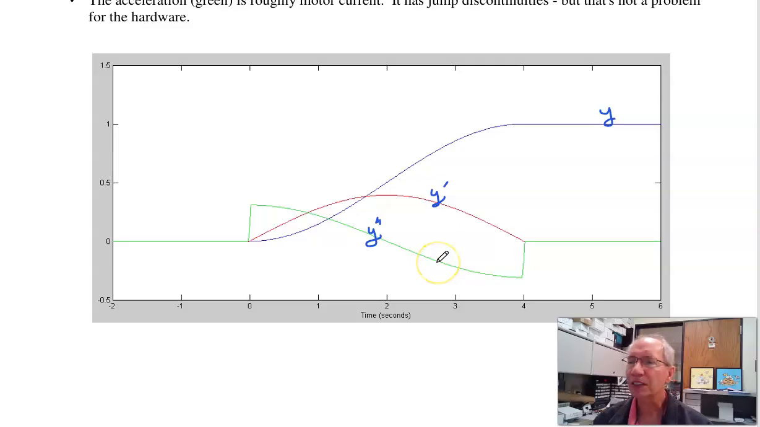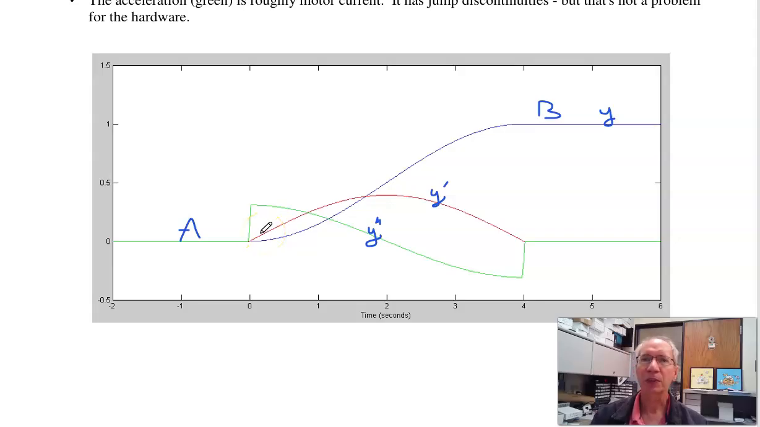So this looks like, well, maybe a good way to go from point A to point B. The first derivative is finite, that's voltage. The second derivative is finite, that's current. So for robotics, that might be a reasonable way to do it. If this is an elevator and you have a person going up on board, people don't like jump discontinuities in acceleration. So maybe I'll use a different path.